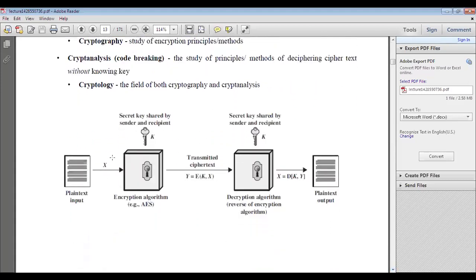So this diagram shows how to convert the plain text to ciphertext. For example, this is the plain text. You want to convert it into the ciphertext by using the encryption algorithm. You use some key to encrypt that data. That is the secret key. The same key you have to use at the receiver side also. So the plain text is converted into ciphertext by using the key.